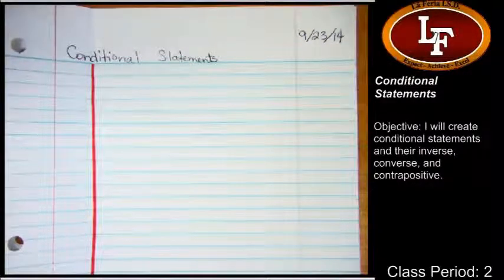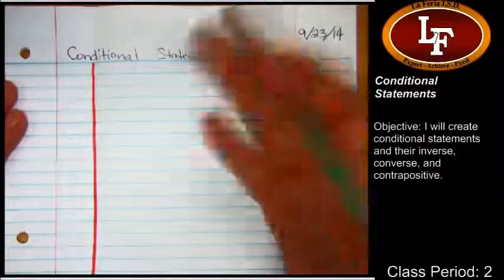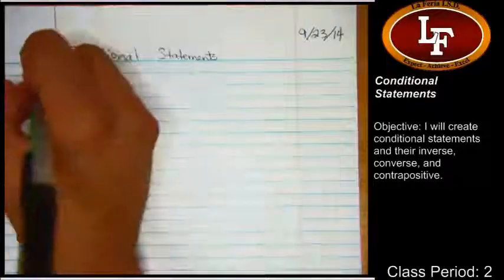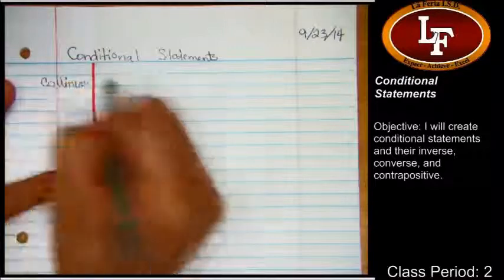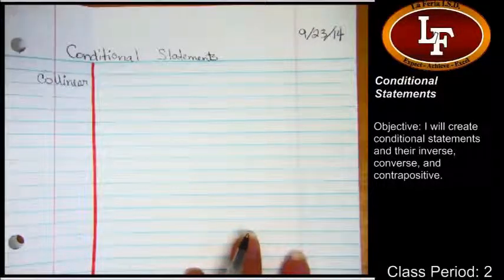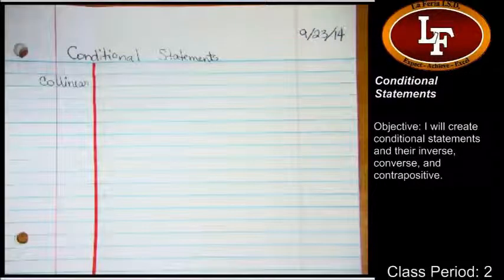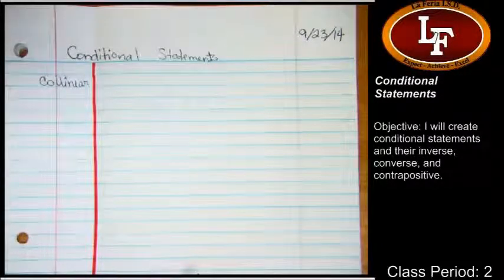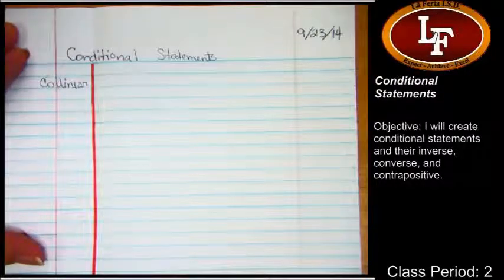So I'm going back to my notes and I'm going to find some vocabulary words, and we're going to rewrite our vocabulary words in this kind of if-then format. Let's start with collinear. What's the definition for collinear? Something to do with a line, yeah. Points on the same line. So collinear means points on the same line.